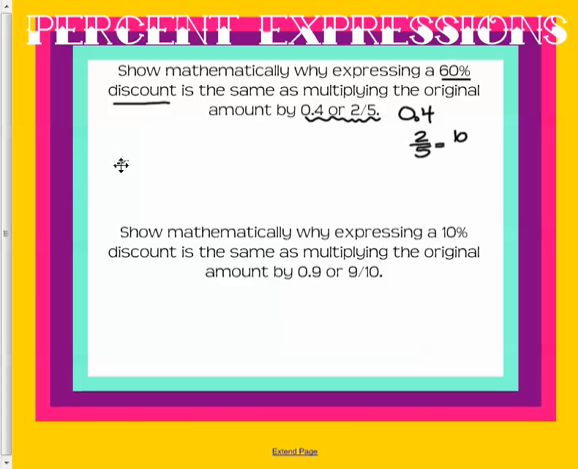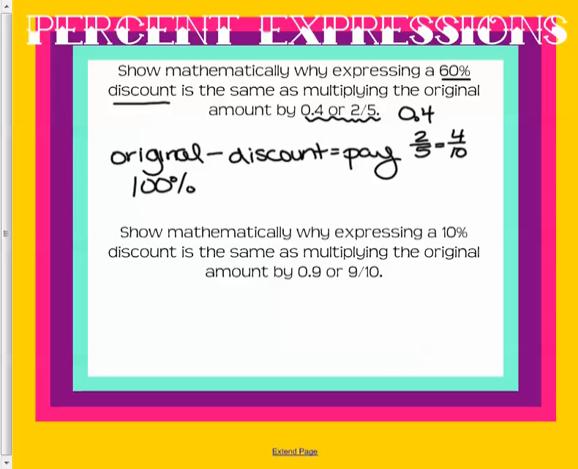So if we look at this, the original minus your discount equals what you pay. So if your original is 100% of the item and you're taking 60% off, you're really paying 40%, and 40% equals 4/10, which equals 2/5, and 40% also equals 4/10 written as a decimal. So try to explain in your notebook why expressing 10% off is the same as 9/10 or 0.9 written as a fraction. I'll be back in just a second to show you the answer.